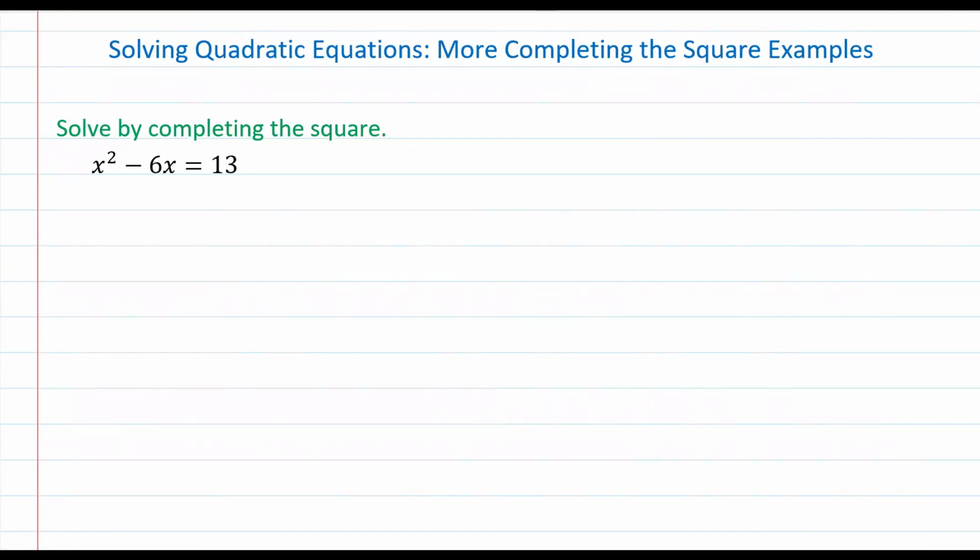Welcome back, mathematicians. In this video, let's look at another example where we have to solve a quadratic equation by completing the square. What you'll notice is that the constant has already been moved over to the right side, so we don't need to worry about that. And the leading coefficient is already 1.